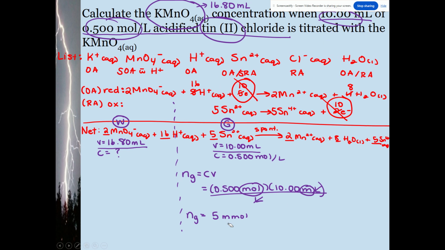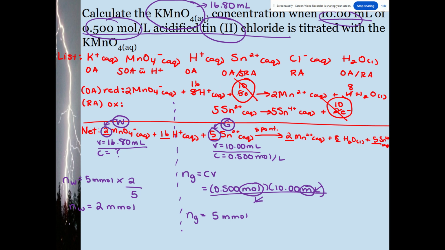Now I keep that over to find the moles of my wanted. 5 millimoles times wanted over given. My wanted is a 2. My given is a 5. And that's going to give me, again, millimoles. 2 millimoles is my answer.